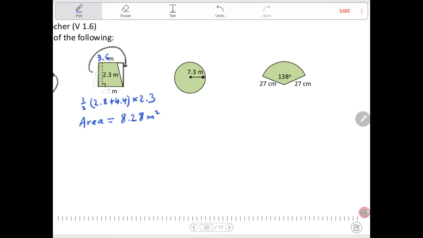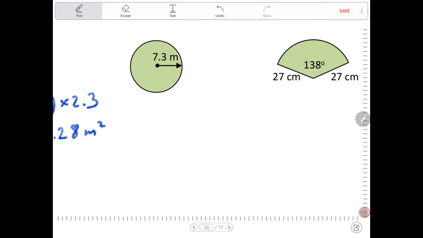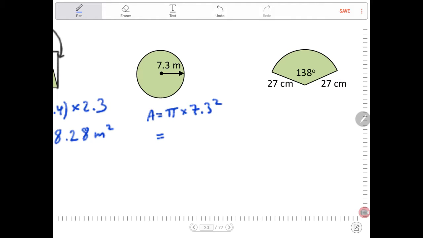Okay, so probably a little less complicated now is finding the area of these circular type shapes. Here we've got a full circle. Area equals pi r squared. So pi multiplied by the radius squared. Practice putting that into the calculator. Make sure you can get the correct answer. If you're not sure what to do, get me over. But the answer is 167.42 square meters.